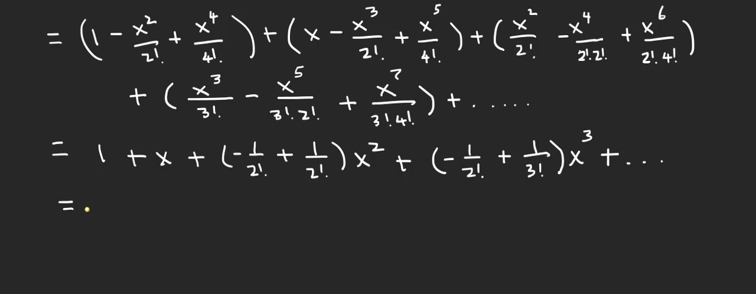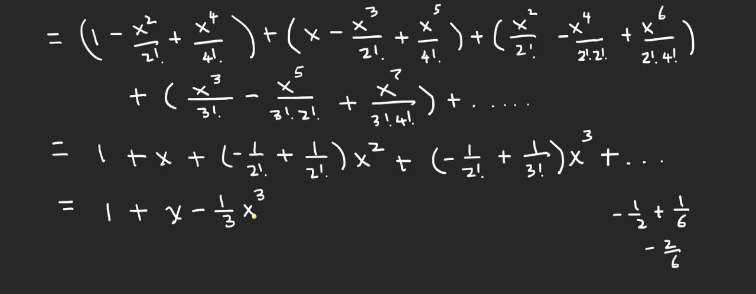So this cancels out. So you get 0 for this. You get 1 plus x. And what about that one? This is negative 1 over 2 plus 1 over 6. So this is the same thing as negative 3 over 6 plus 1 over 6, so negative 2 over 6, which is negative 1 over 3 x cubed. And of course, this goes on and on and on. But we found the first three terms, so that's good enough for e to the x times cosine of x.